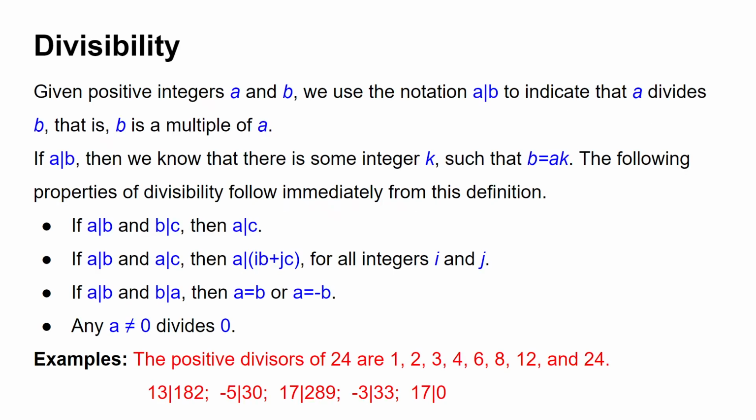First, let's start with the concept of divisibility. Given two positive integers a and b, we use the notation a | b to indicate that a divides b, that is, b is a multiple of a. For example, the positive divisors of 24 are 1, 2, 3, 4, 6, 8, 12, and 24. We can also express 13 divides 182, -5 divides 30, 17 divides 289, -3 divides 33, 17 divides 0.